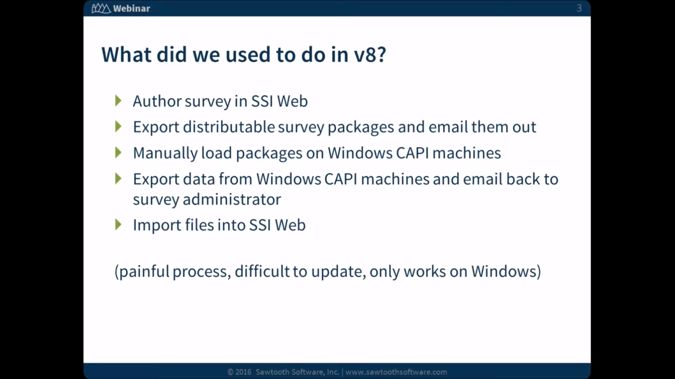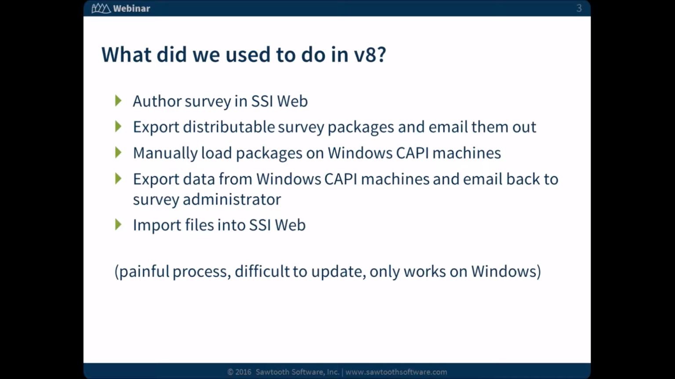So let's go back, and it's very satisfying for us to see where we were and where we are now. If you didn't know, what did we used to do in prior versions? It's a little bit confusing. Two product names have changed. SSI Web has now been changed to Lighthouse Studio, and the CAPI portion has basically been rewritten into a new thing called Offline Surveys.